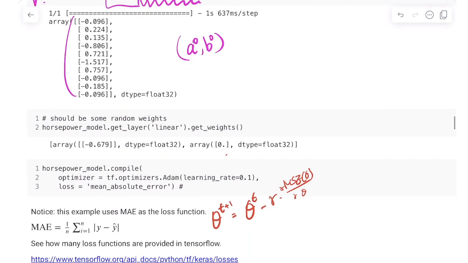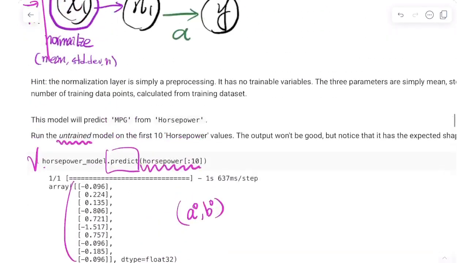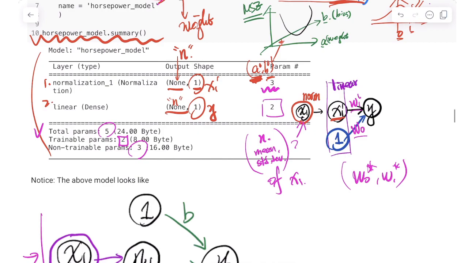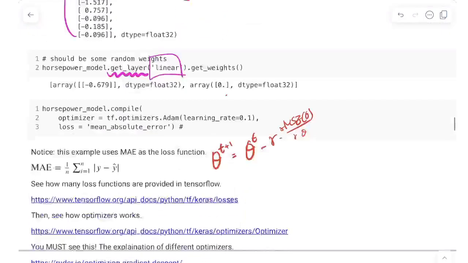So you can use get layer, and you give the name of the layer you want to output. For example, this name is linear, so the linear layer is right here. For this dense layer, it has two different weights, which are W1 and W0. So we can simply print that: that is A, that is B, or we say that is W1 and that is W0. Because B0 is 0, and A0 is a random value we sample from a normal distribution. So that is the untrained model.